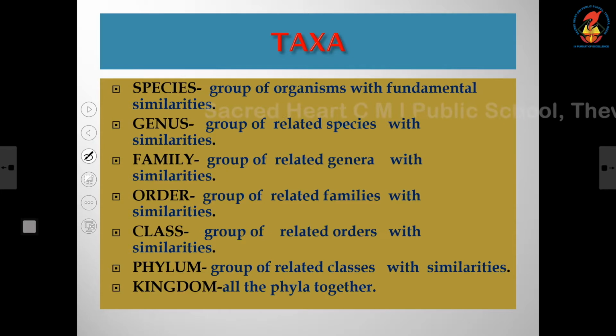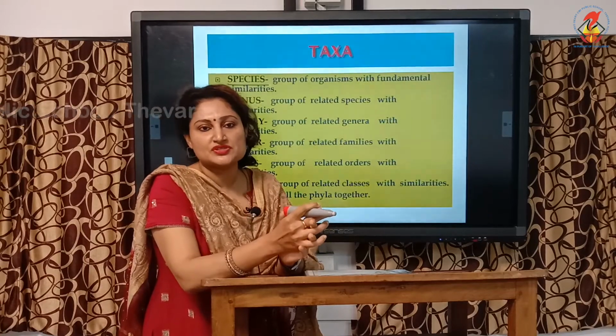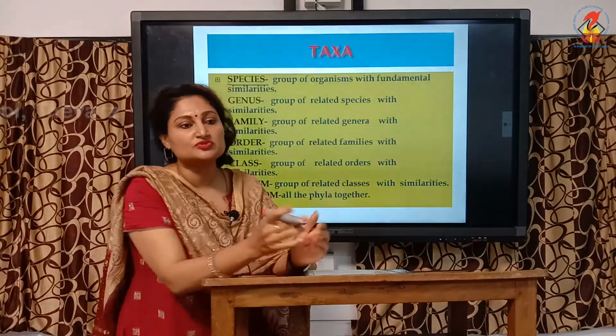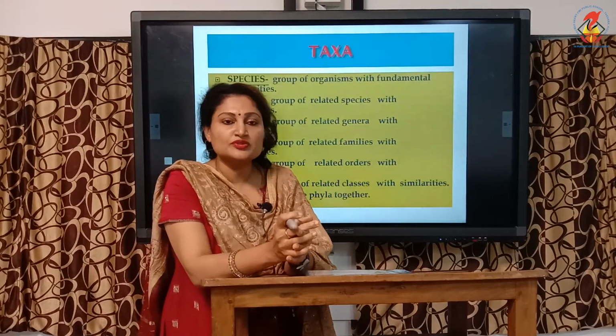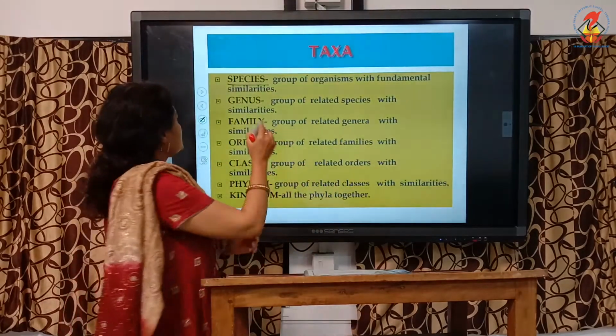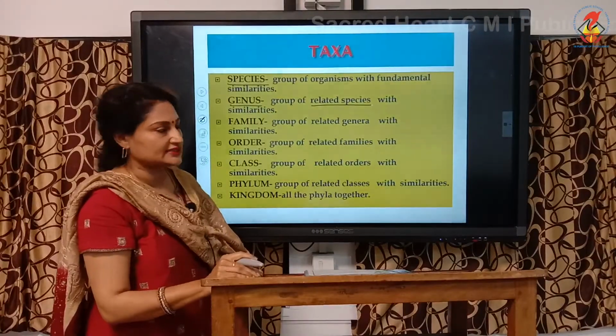Next we are going to see the different taxa and how we define them. First, species. What is a species? A group of organisms with fundamental similarities. For example, human beings, we all belong to the same species. And another very important feature of species: the organisms within that particular group should interbreed to produce fertile offspring. Next, genus. Again, further description is easy. The group of related species with similarities is called genus.